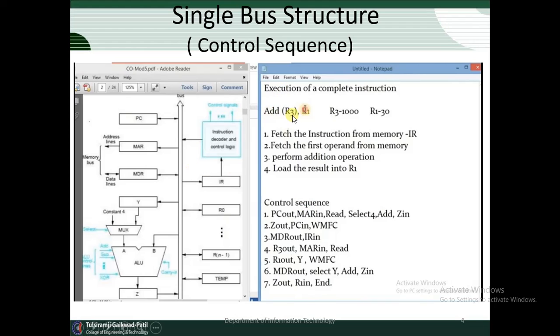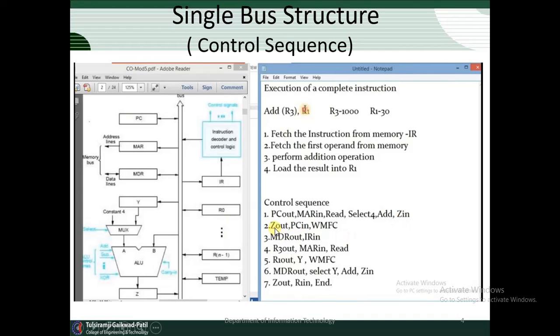So for the given instruction, we first write the control sequence. What control sequence are we required to execute the given instruction, add R3, R1? Now here, in the first control step, we have PC out. That means the address must be put out and stored in MAR. Here you can observe PC out, MAR in. Then that address must be read on the data lines. Here you can observe select 4, so the address is incremented by 4 and stored. Now add, and we can observe the output on Z.